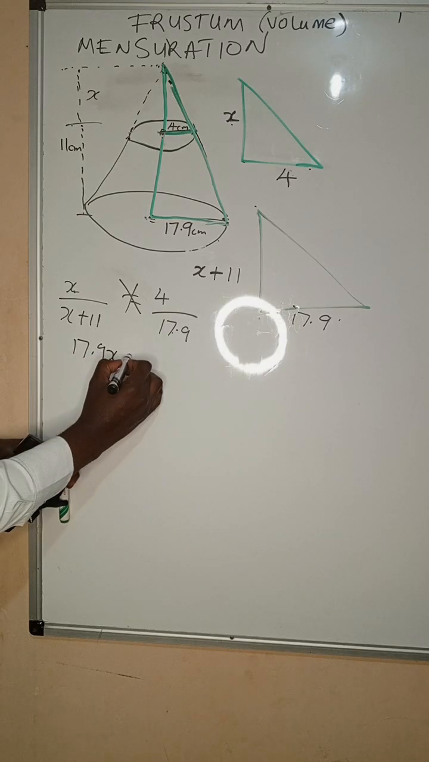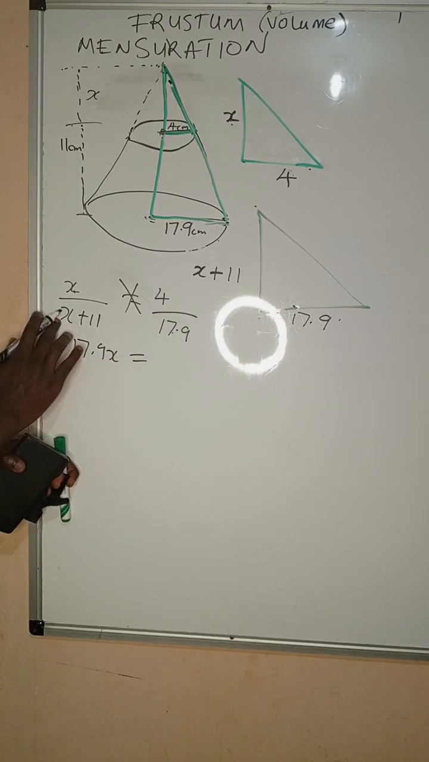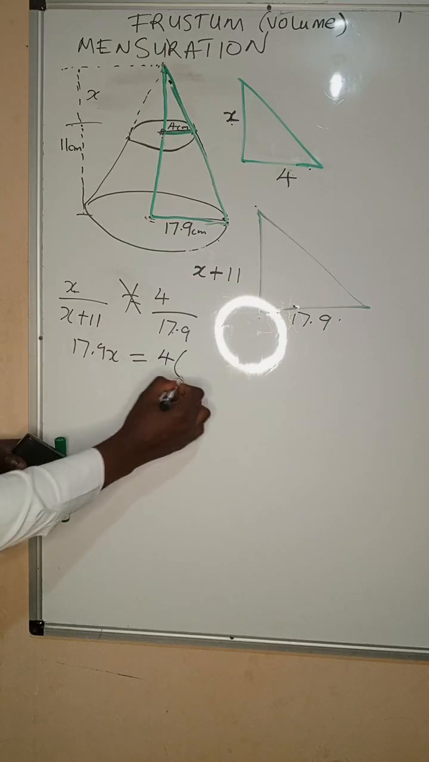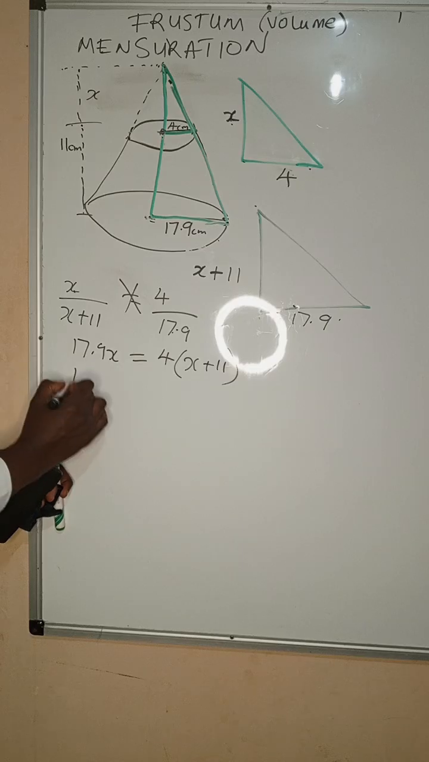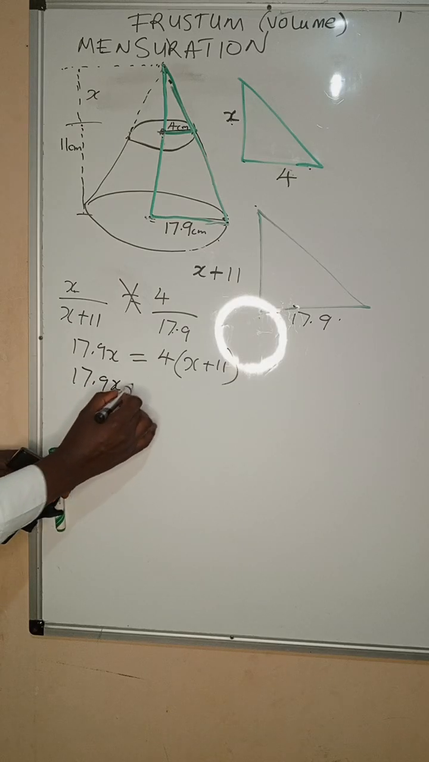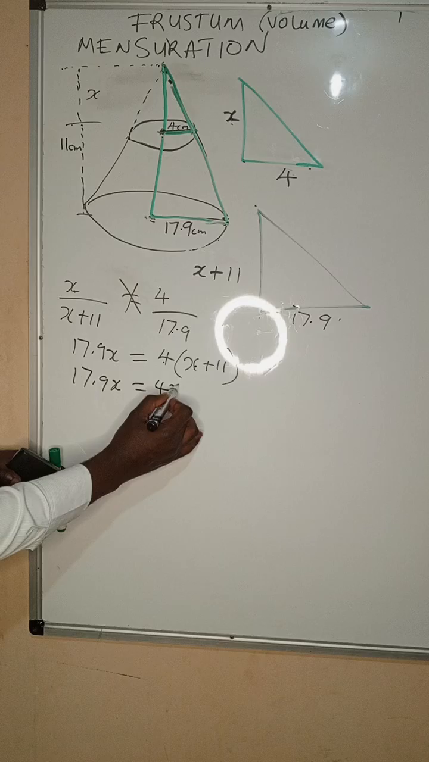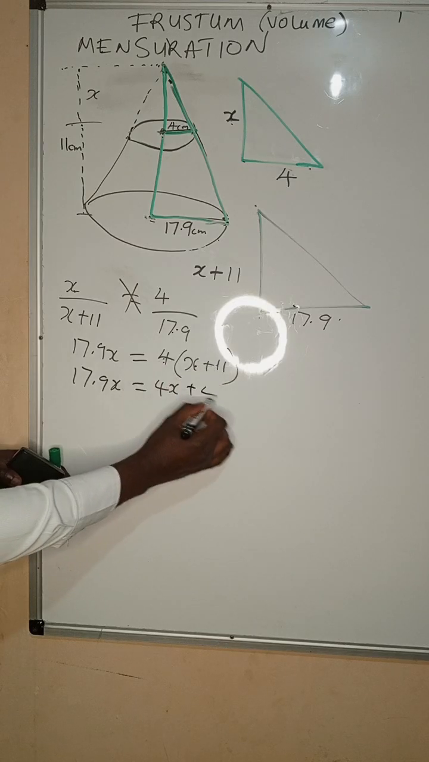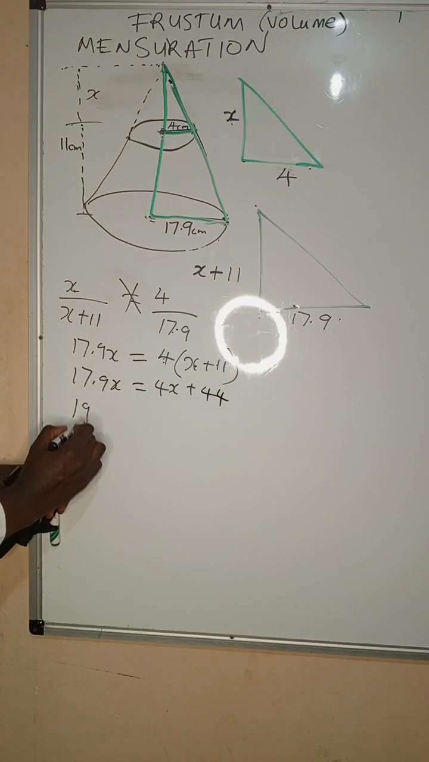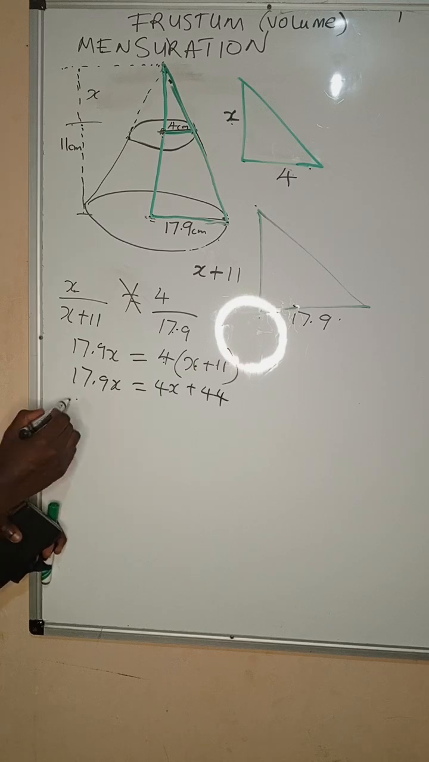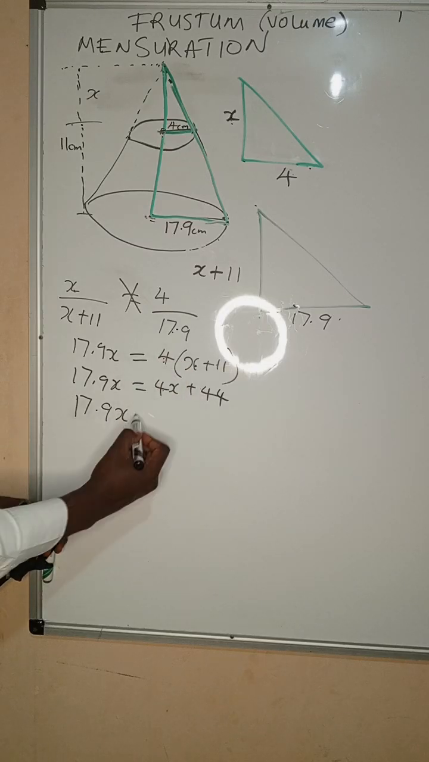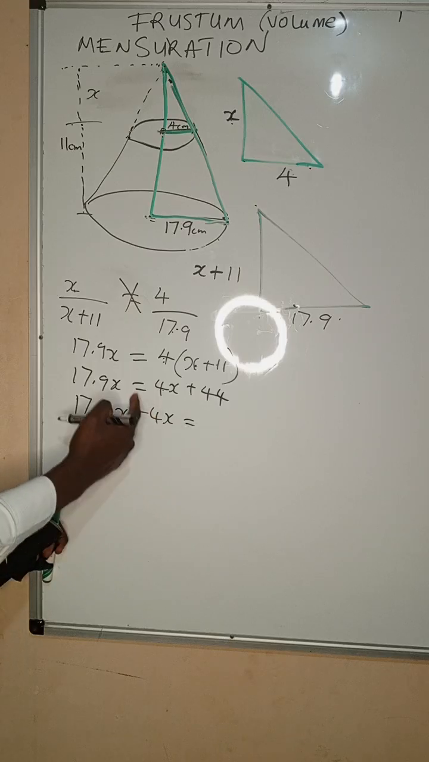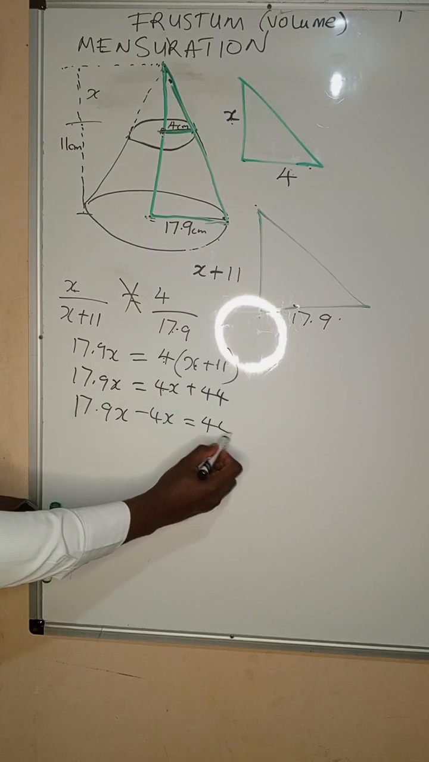17.9x is equal to 4 times x plus 11. Can you see this? So 17.9x is equal to 4 times x, 4x, plus 4 times 11, 44. I'm just teaching you the method so that you'll be able to know. 17.9x, positive 4x goes this side, becomes negative 4x, is equal to what remains there, 44.